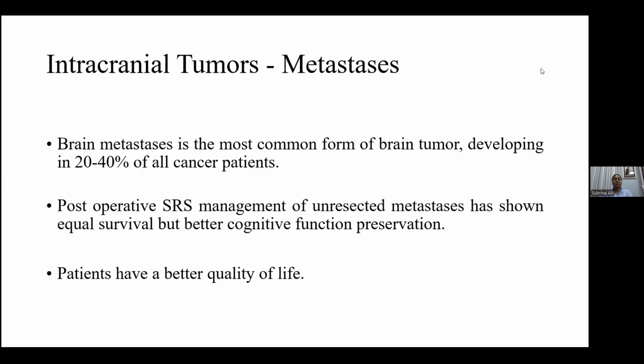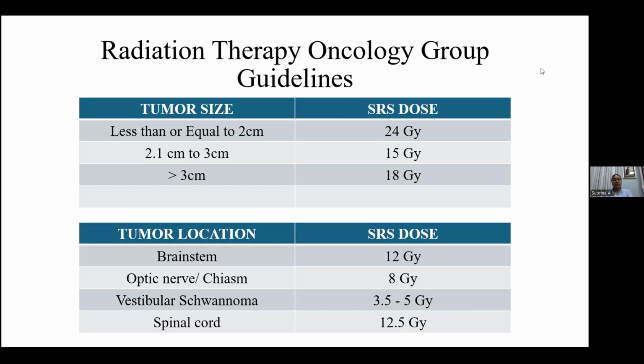Dealing with metastatic disease, we all know brain mets is the most common form of brain tumor, and it develops in at least 20 to 40% of all of our cancer patients. Post-operatively, stereotactic radiosurgery of unresected mets did show equal survival, but these patients have better cognitive function preservation, which is important for our patients because we do want them to have a better quality of life at the end of the day. So there are some guidelines.